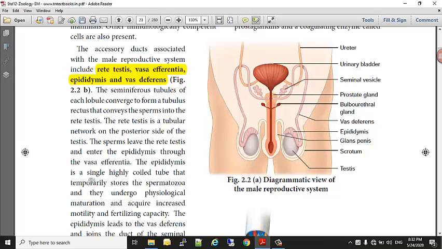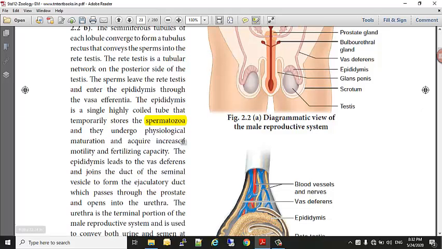So the epididymis is a single highly coiled tube and temporarily stores the spermatozoa, that is the sperm. Spermatozoa is simple, it's sperm, okay, and they undergo physiological maturation and acquire increased motility and fertilizing capacity. So they get intense maturation and increased viability in the epididymis.